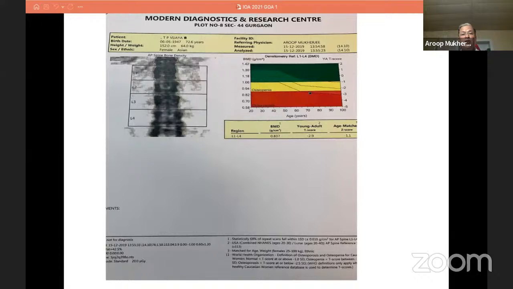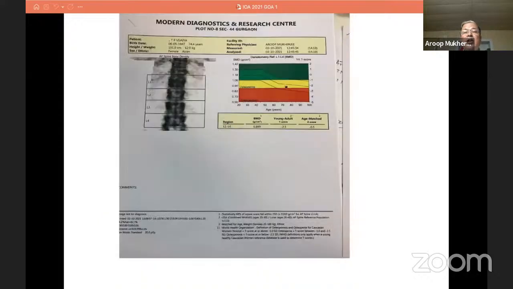See, this is another patient in which you see there is a recovery in the bone density. The bone density here in 2019, 15 December, is 0.837 in the spine. And here in 2021, it is 0.899. That means after 2 years, although the patient has aged by 2 years, the bone density has improved because of my regime. Not because of my regime, because I have been able to reverse the disease which was causing the osteoporosis, not her old age. She's 75 years old, but at age 73, she started reversing to a better bone density at the age of 75. This is a proof.